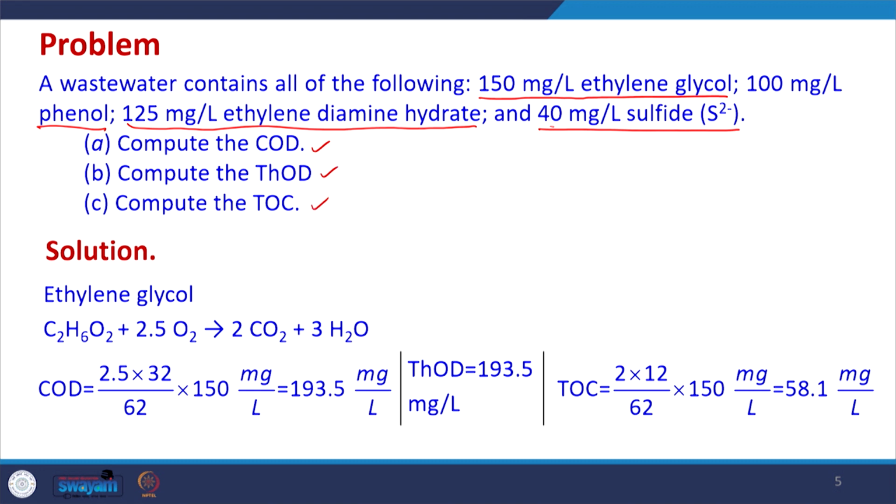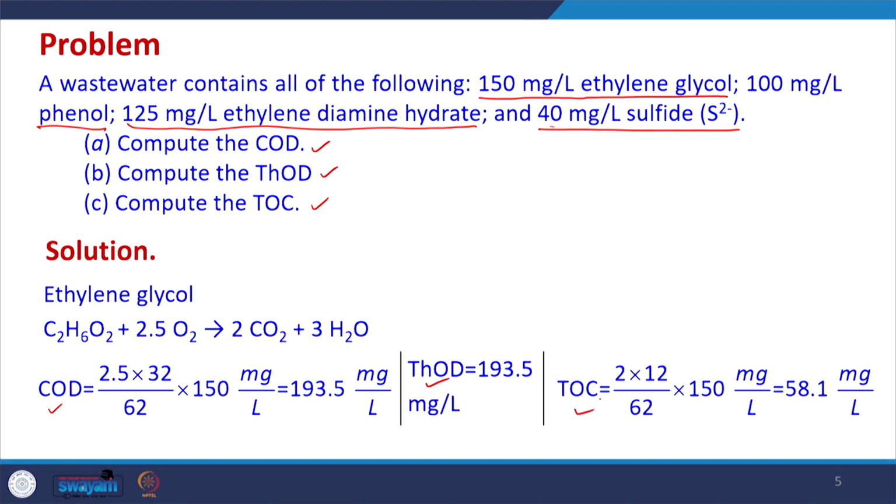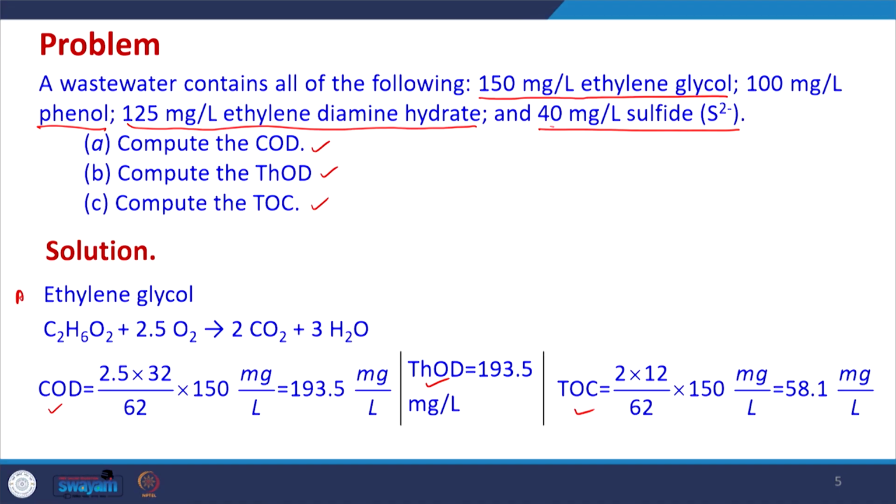So, what we do is we try to solve this problem by taking individual compounds first and then adding together the different values. We have to find out COD, THOD and TOC. For each compound, the COD, THOD and TOC values will be found out, and then later on they will be added. So, for the first compound, ethylene glycol, the formula is C2H6O2, and the reaction is written here. This is a compound which does not contain nitrogen; it contains only carbon, hydrogen and oxygen. So, we can easily write it.